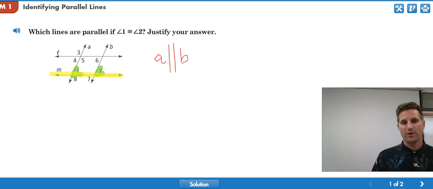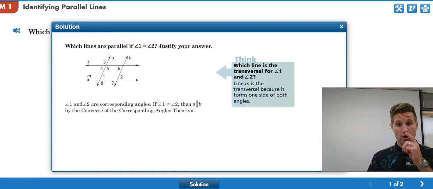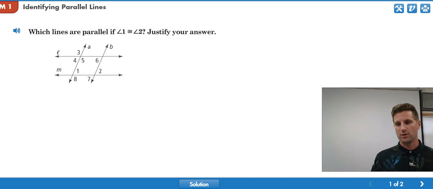Again, remember, make sure you write the problem and the picture. Okay, so A is parallel to B because of this. All right, just for fun, I like to always see what happens when you hit solution here. Ooh, 1 and 2 are corresponding angles. Then A and B are parallel by the converse of the corresponding angles theorem. Excellent. All right, let's look at another one.